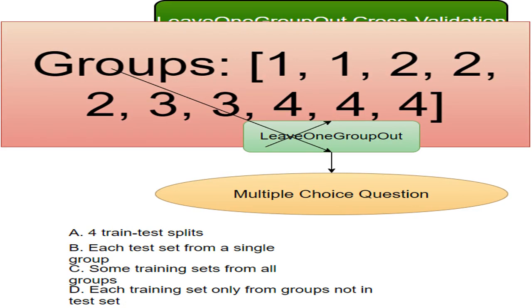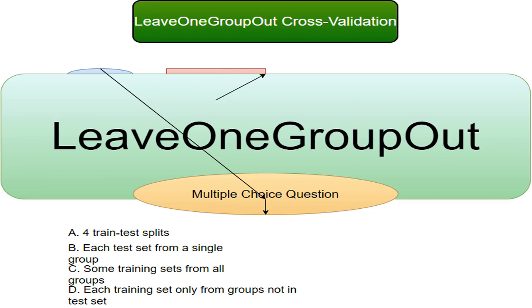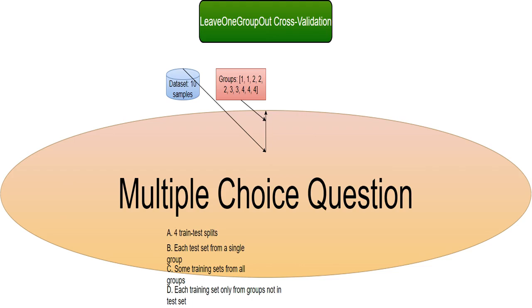These numbers represent group membership for each sample. For instance, the first 2 samples belong to group 1, the next 3 belong to group 2 and so on. This grouping is crucial for LOGO because it controls how I split the data. This is the core of the cross-validation method I'm using. LeaveOneGroupOut means I'll leave out one entire group at a time for testing and use the rest for training. That's how it works. This is a multiple choice question that I'm going to answer based on my understanding of LeaveOneGroupOut and the given group information.